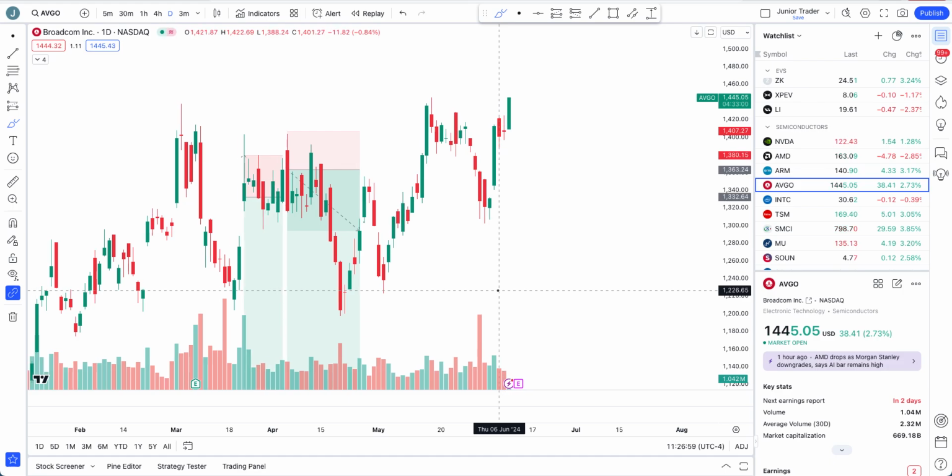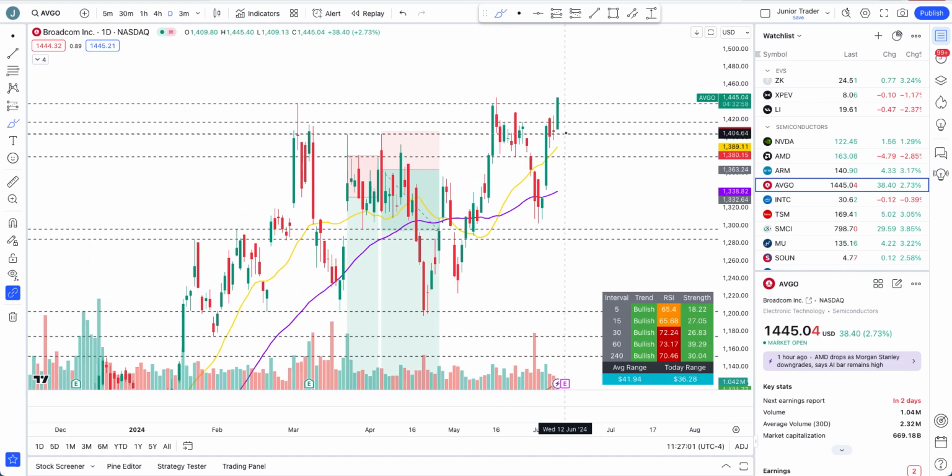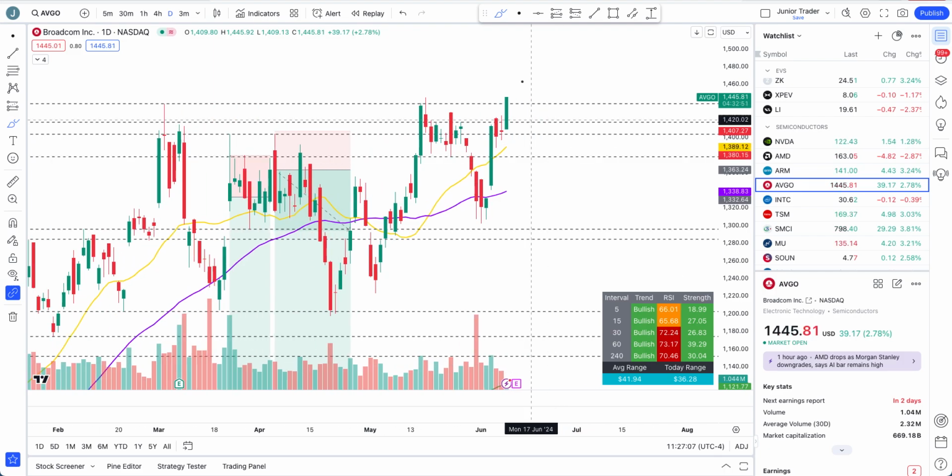Broadcom, this thing was bullish, right? Structure break never came. The next structure break would have been below 1377, but that never came. It's breaking to all-time highs, and right now I'm not seeing any stop on this thing. The structure is bullish.